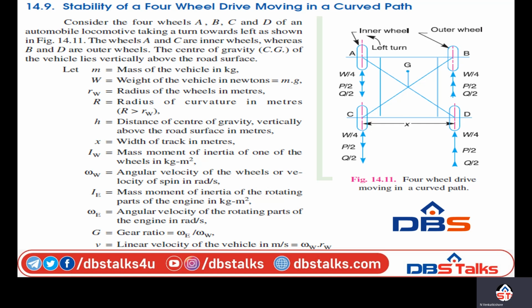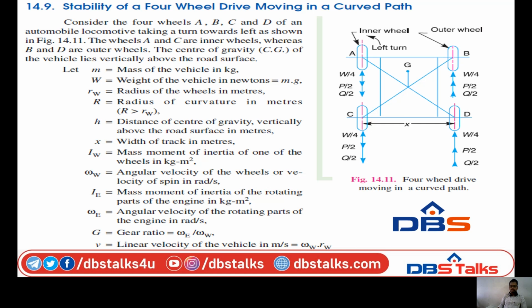So for any vehicle, we take into consideration that for a left turn, the wheels nearer to the center of the radius of curvature are called inner wheels, and those away from it are called outer wheels. When considering a right turn, AC are the outer wheels and BD are the inner wheels. So this is the main content we need to remember.